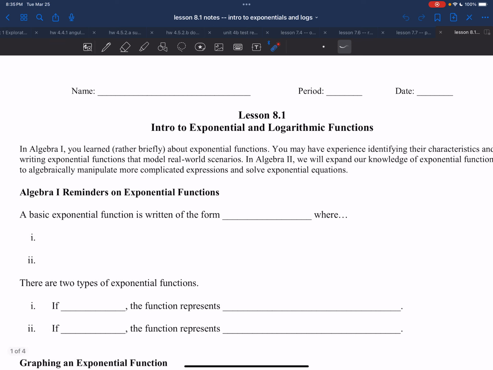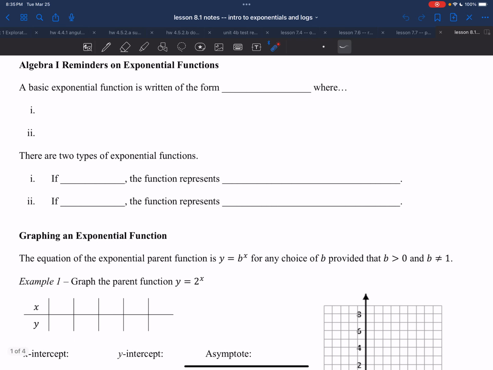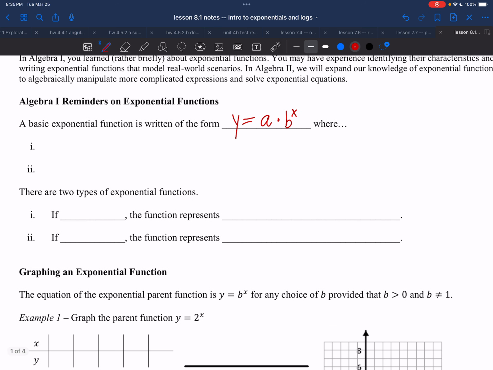So anyway, let's get started here with a few Algebra 1 reminders. What do we remember about exponential functions? Well, basic exponential functions, see the keyword basic here, because you could have more complicated ones. A basic one is written as y equals a times b to the x. What are these letters? What does this mean? Well, y is the function. x, which is the variable, is in the exponent. So different from a polynomial.